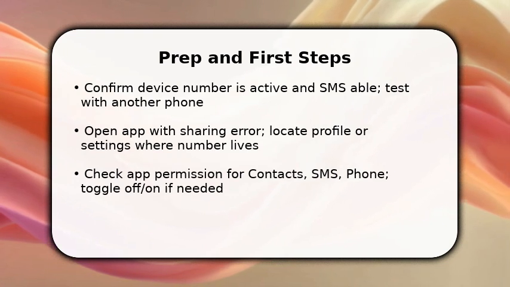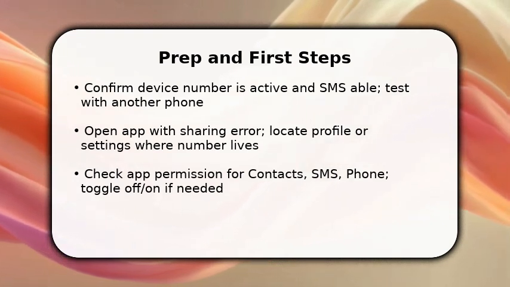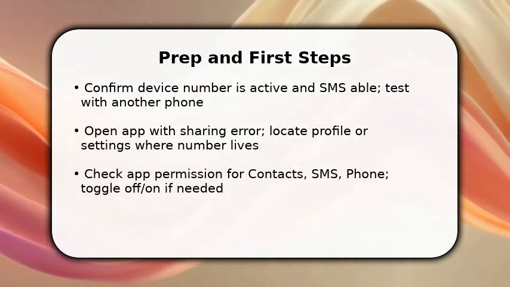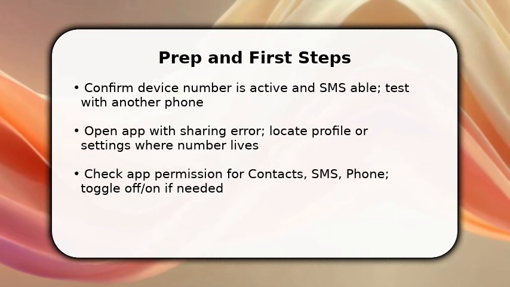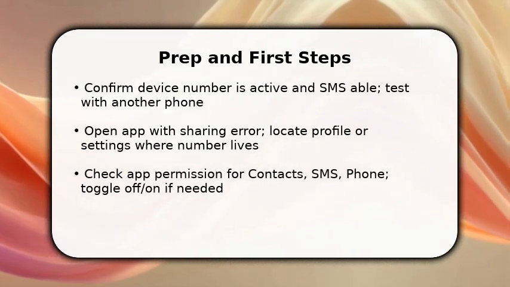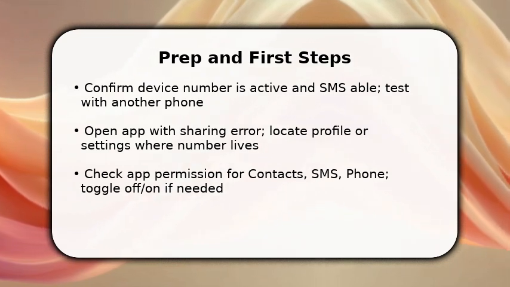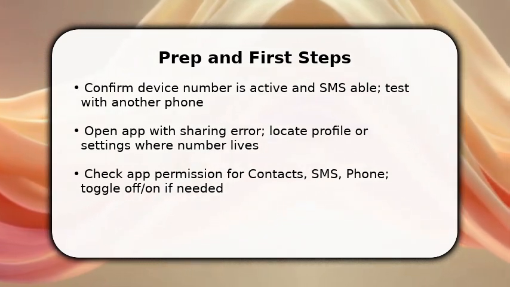You need to check app permissions for contacts, phone, and SMS. Grant them if any are missing. If permissions are already granted, force close the app and restart your phone to clear a transient state. These steps eliminate most basic blocks and prepare you to fix configuration issues within the app.